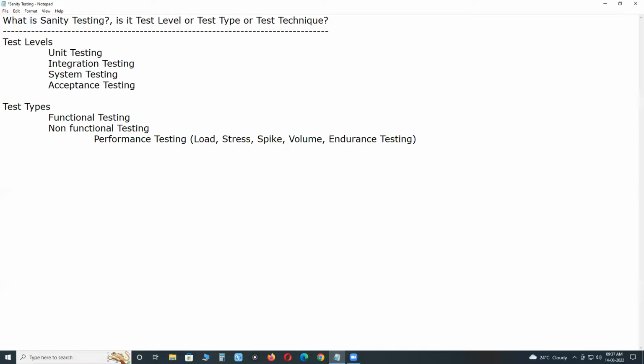Next, other non-functional test types: usability testing, security testing, compatibility testing, reliability testing, localization testing, internationalization testing, availability testing, installation testing, hardware testing, etc. Next, database testing is also a test type.